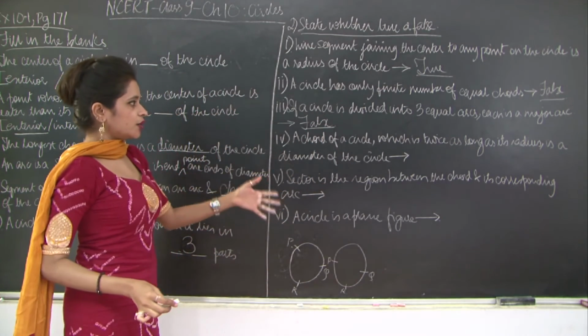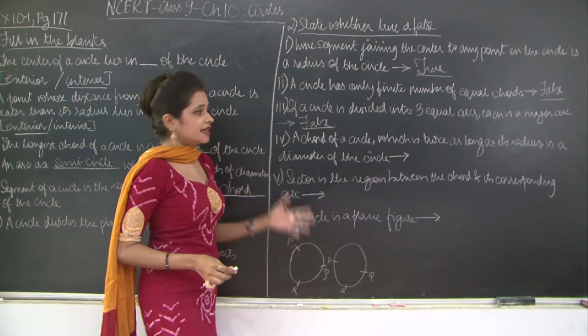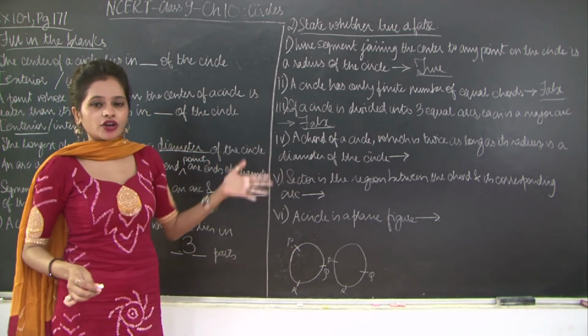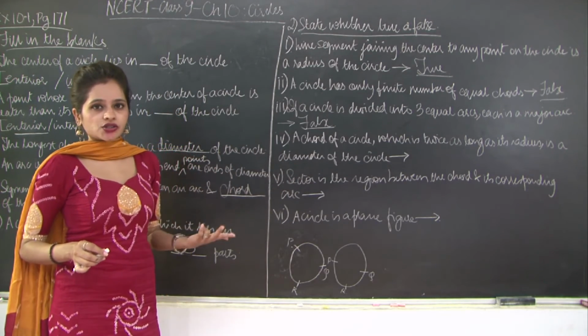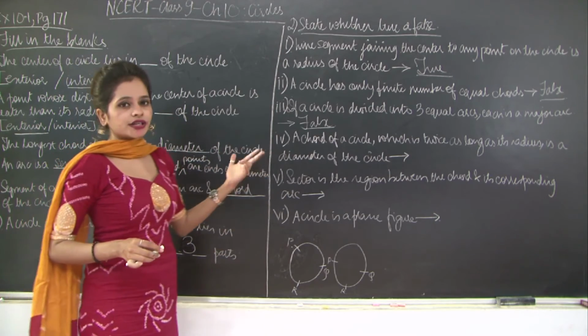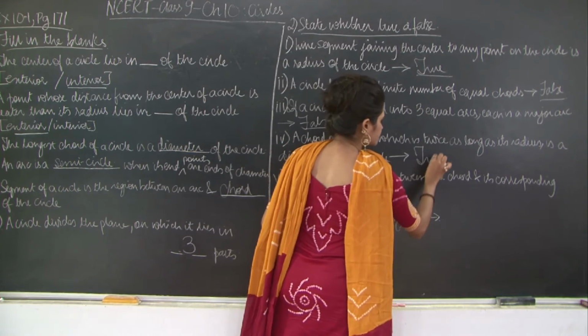A chord of a circle which is twice as long as its radius is the diameter of the circle. Yes. Why? Because we have learned that the diameter of the circle is the longest chord. It passes through the center of the circle, and also it is twice the length of the radius. So this statement is true.